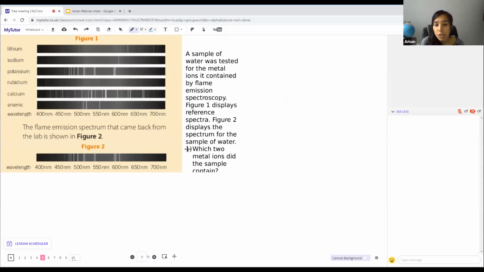And the question is, which 2 metal ions did the sample contain? So this is a typical exam question, and we need to look at the spectrum that we got and compare it to the reference spectra. So any ideas? Which ones did it contain? It has 2 in it. So it says 2 metal ions. So which 2 did it contain?